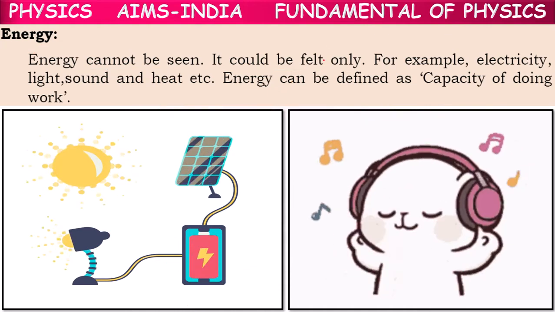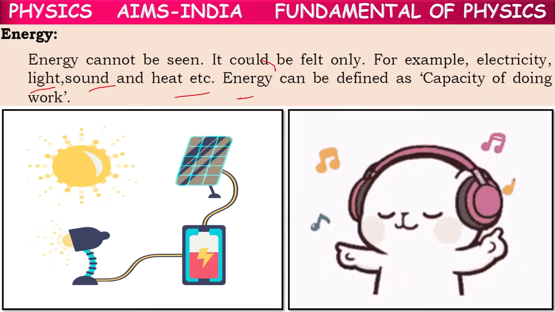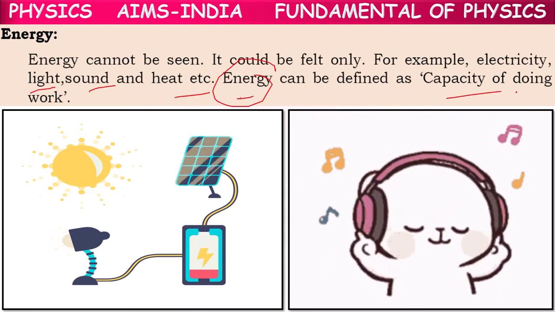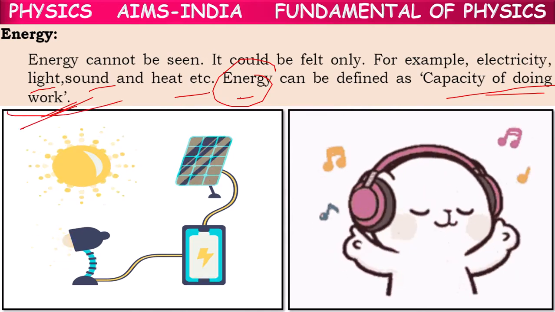Okay. So for example, electricity, light, sound, heat, etc. So energy means capacity of doing work. Capacity of doing work is called energy.